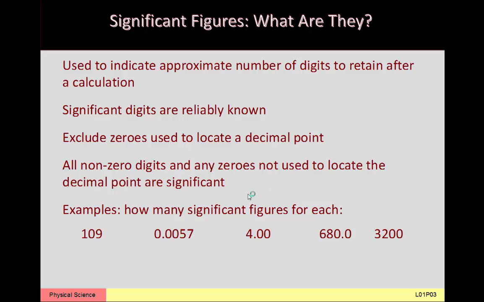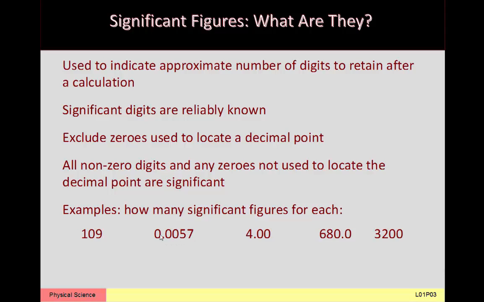So I gave an example in my lecture notes which shows these 5 numbers and asks how many significant figures for each. So let's look at each one in turn. This one says the number is 109. And we are excluding any zeros used to locate a decimal point. There are no such zeros in this one. The only zero that we have is between two non-zero numbers, so that means that it is significant. And any non-zero digits are also significant. So we have 1, 2, 3 significant figures.